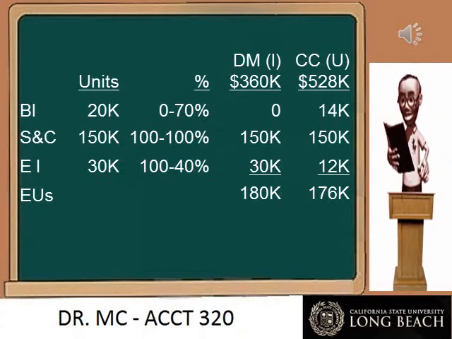When you add up the denominator numbers for each cost component, you get 180,000 units for direct materials and 176,000 units for conversion costs. Remember that the denominator numbers are called equivalent units.